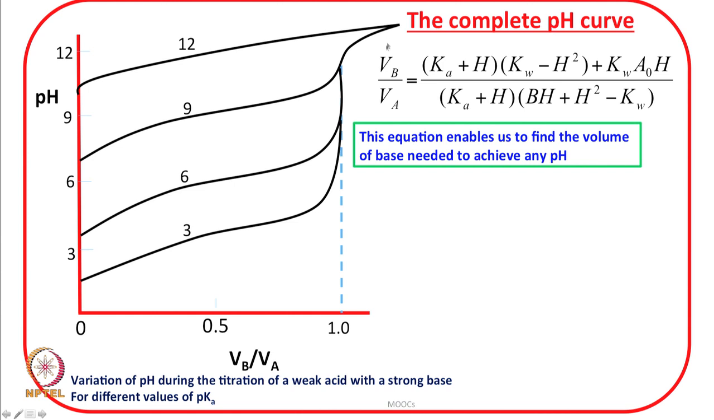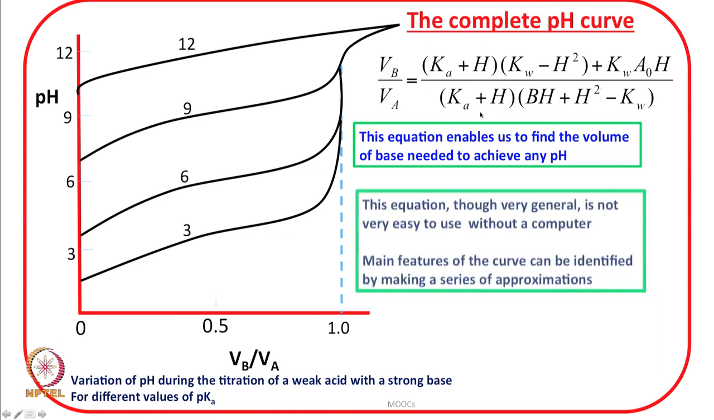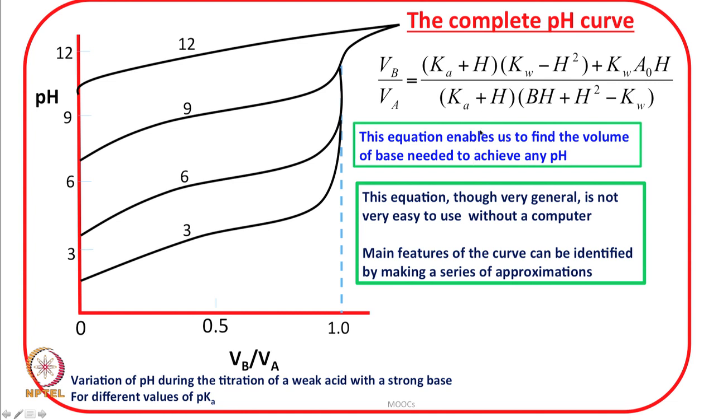This equation enables us to find the volume of base needed to achieve any pH. Since it is against Vb by Va, you are varying B, so how much base is needed to achieve any pH can be obtained by this equation. As I mentioned earlier, though this equation is very general, it is not very easy to use without a computer, because H into H square becomes the third power of H. Main features of the curve we can identify by making a series of approximations.